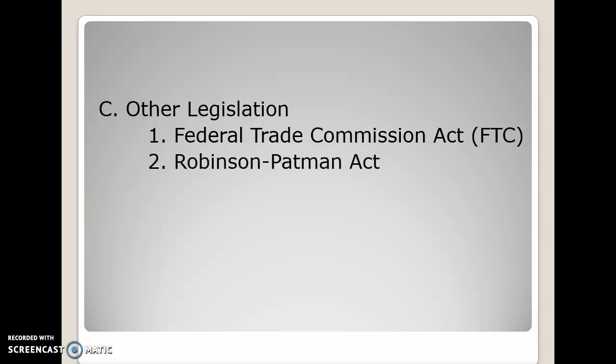Number 2, the Robinson-Patman Act. Small retailers were complaining that large chain stores were receiving price discounts as a result of quantity buying. The large stores were then able to sell their products at a lower price than the small retailers were. So, the Robinson-Patman Act was created. What you need to know about it is it made it illegal for suppliers to hinder competition by selling at unreasonably low prices.